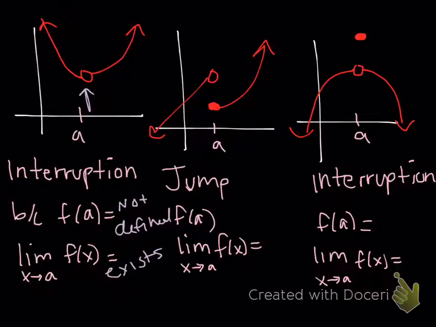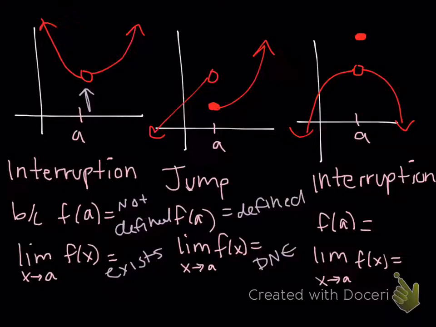This middle one is called a jump. If you envision your pencil going on one piece, then I have to clearly pick up my pencil and move it to a completely different piece of the graph. So this is what a jump looks like. F of A is defined. However, here the limit does not exist. So typically when you have a jump, the limit will not exist. However, F of A will be defined.